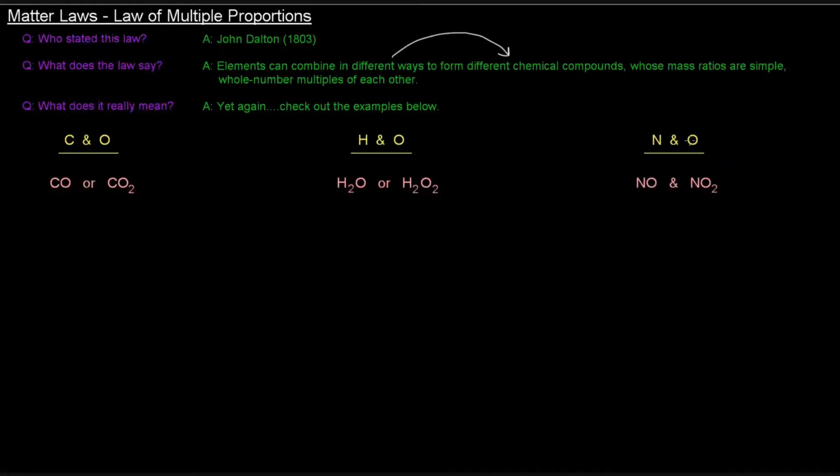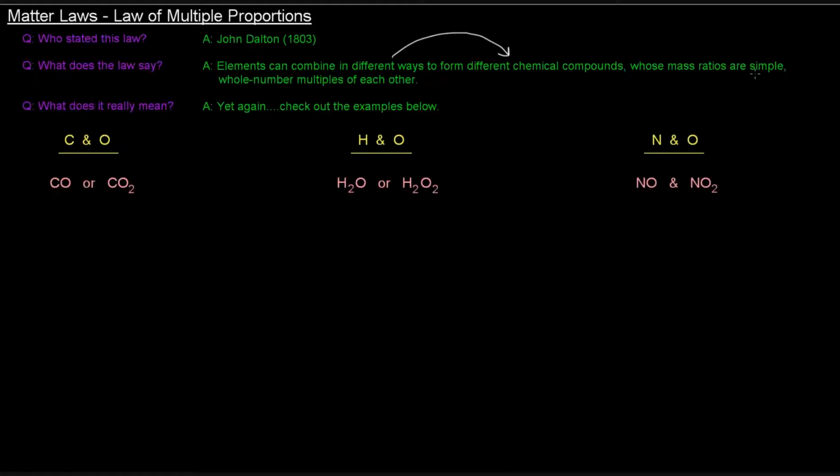And nitrogen and oxygen can combine to give us NO or NO2, so we have nitrogen monoxide and nitrogen dioxide. So we have elements combining in different ways to form different chemical compounds. Carbon monoxide is different than carbon dioxide. Water is different than hydrogen peroxide. Nitrogen monoxide is different than nitrogen dioxide. So that's the first part of this.